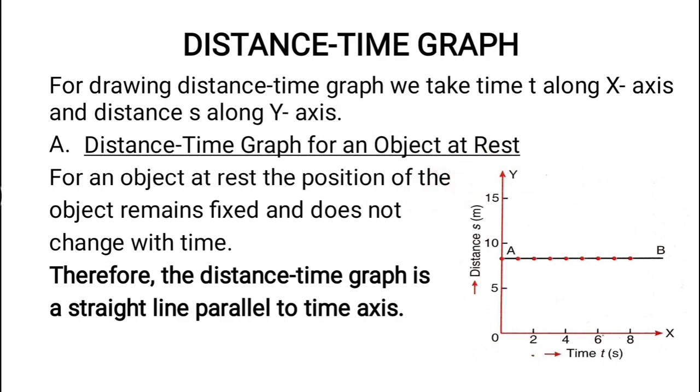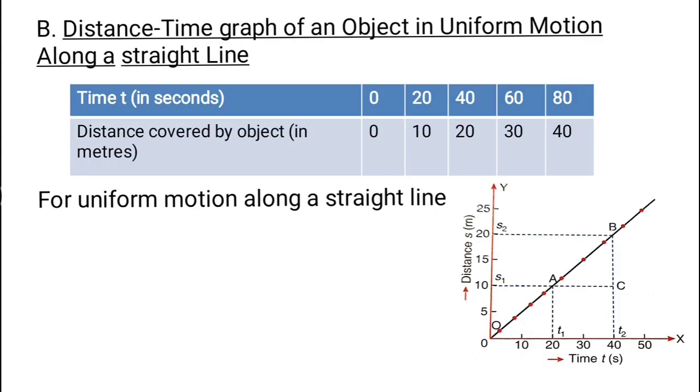So we can say that the distance time graph is a straight line parallel to the time axis for an object at rest. Okay, now we will study the second case, the distance time graph of an object in uniform motion along a straight line.